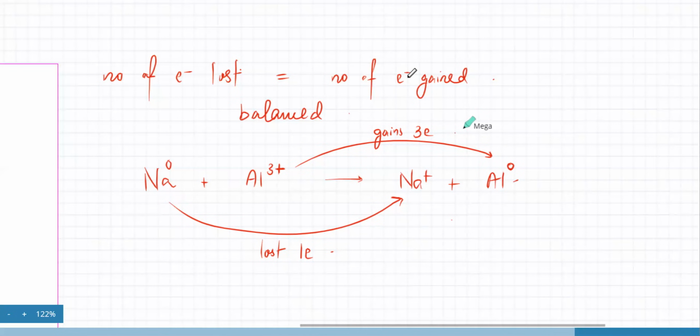Now, what's the problem here? The number of electrons that are being gained and the number of electrons that are being lost, they're not equal, right? If sodium is only losing one electron, how can aluminum gain three electrons? That's not possible. So the number of electrons lost and gained, they have to be equal.